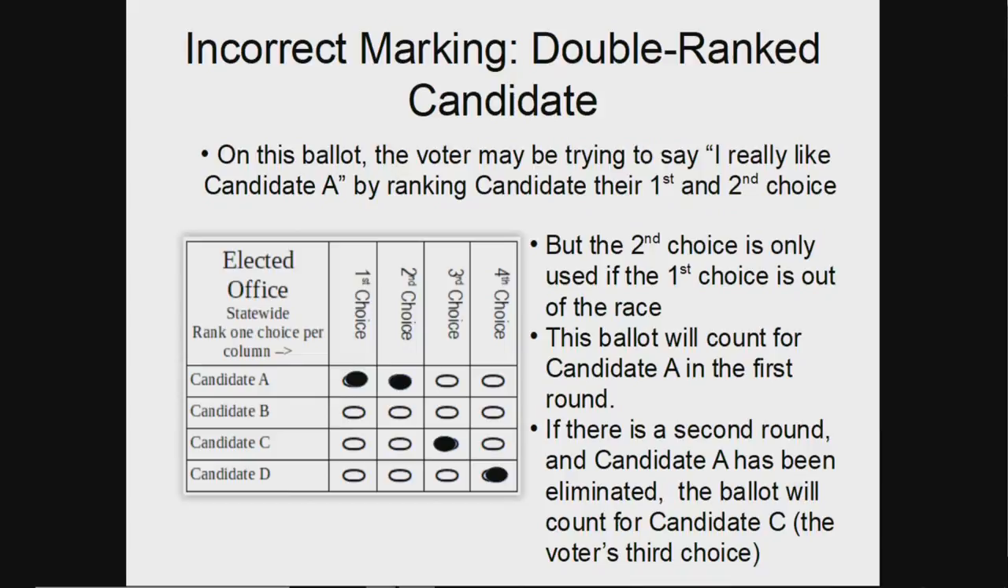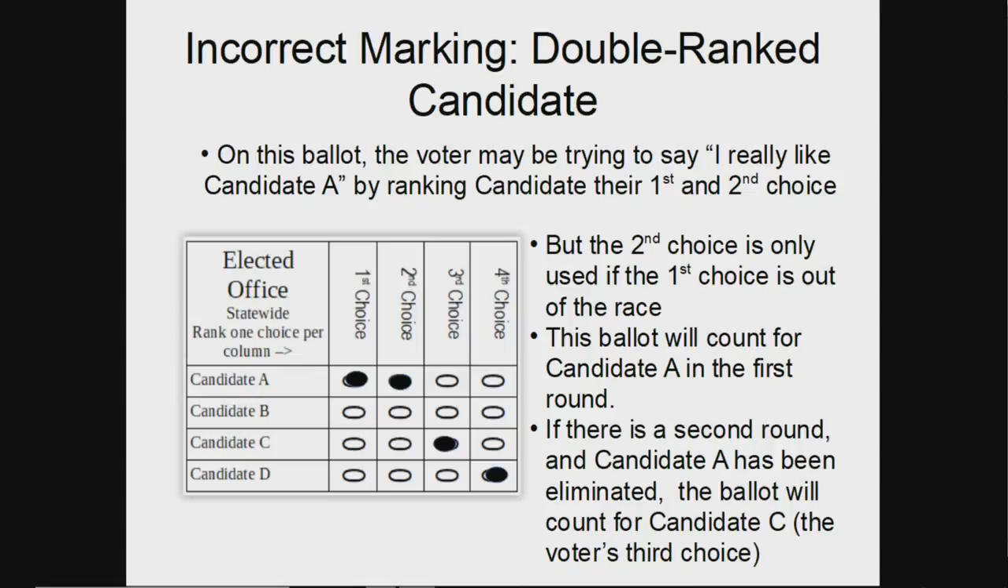So here's an example of something that people ask a lot about. This is an example of a double-ranked candidate, where we have a candidate who's been marked as both the first and the second choice. Sometimes people will ask me, well, if I really like a candidate, should I mark them across the board as my first, second, third, and fourth choice, et cetera? The answer to that is simply no.